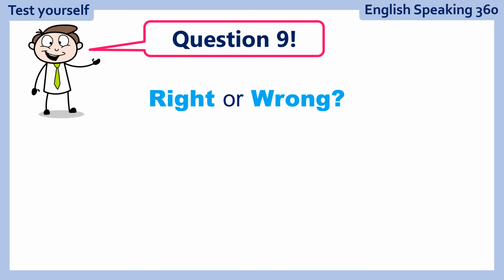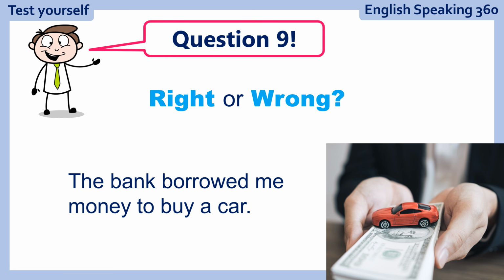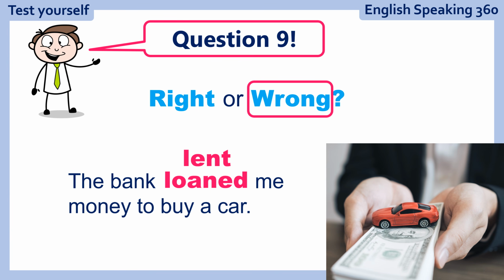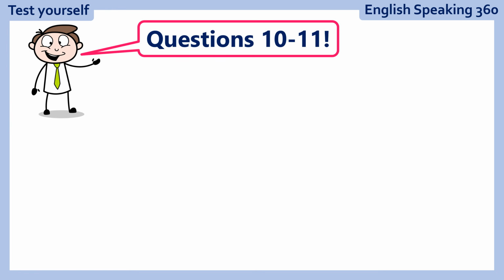Question 9. Let's go. The bank borrowed me money to buy a car. Is it right or is it wrong? Ready? And the answer is, it's wrong. Now, can you correct it? The bank loaned me money to buy a car. In this case, it's a bank loan, so you can use loaned or you can use lent as well. The bank lent me money to buy a car.